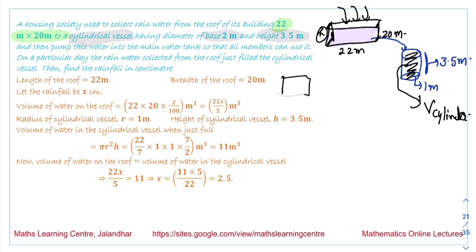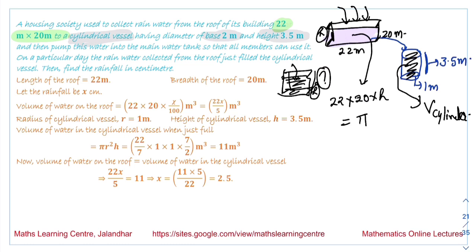Suppose this is the plain roof we are talking about. When the water falls on it, it will start collecting over here, up to some height, and we are saying that height is equal to h, and we have to calculate the value of this h. So the volume of the rain that we will have will be equal to 22 into 20. Say the height is h, and that should be equal to the volume of the cylinder, that is pi r square, which is 1 square, into height 3.5.